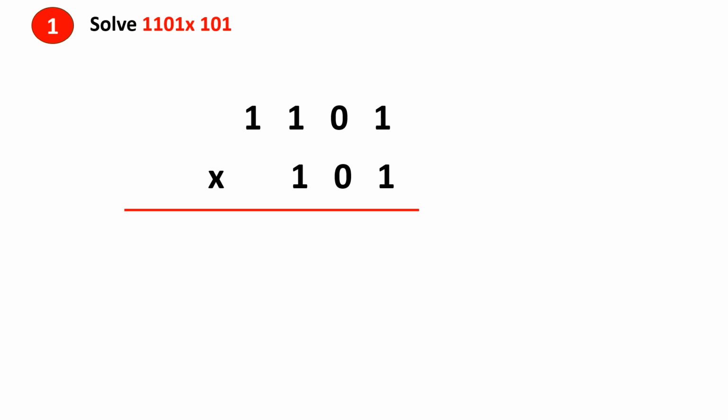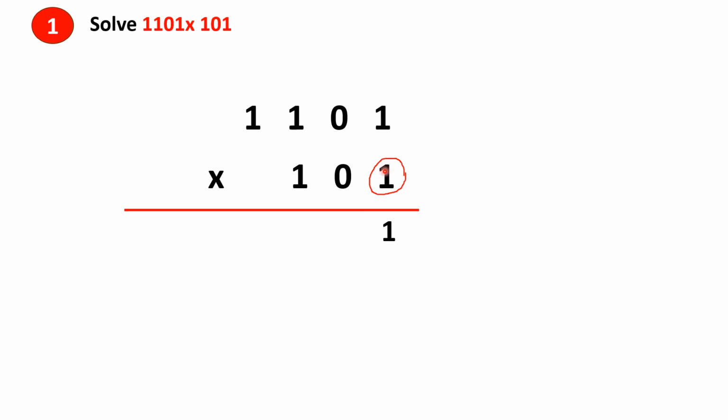Problem 1. Binary multiplication is done in the same way as decimal multiplication. Here, this number represents the multiplicand and this number is the multiplier. So first, let's start with the least significant bit of the multiplier and proceed with the multiplication. First, let's take this 1 and multiply 1 with this 1. So you get the answer 1.